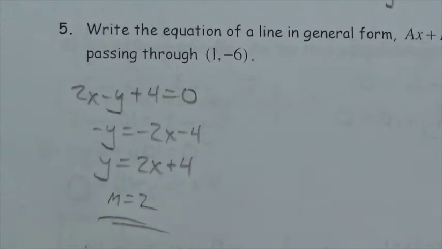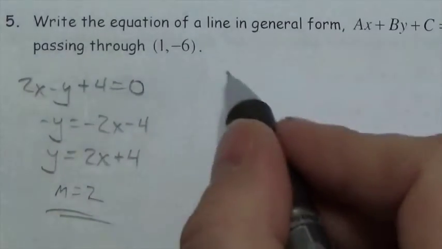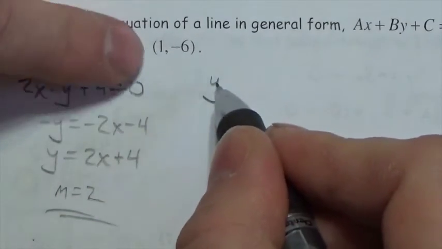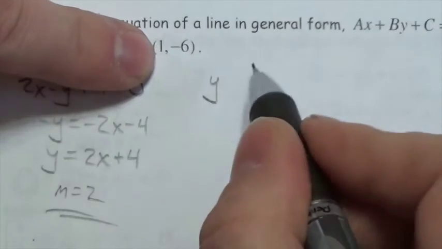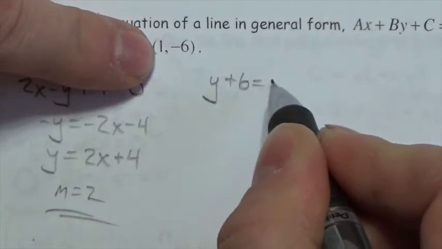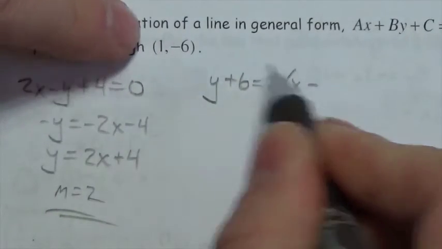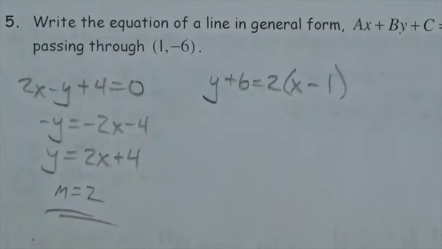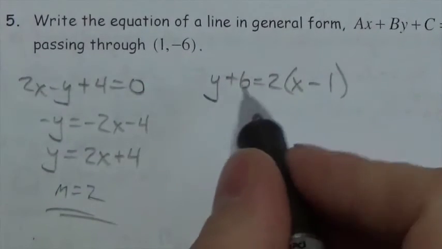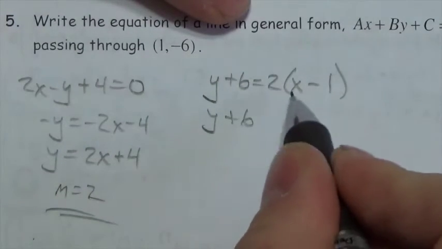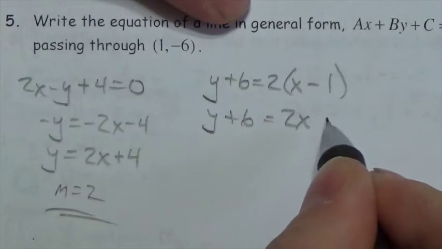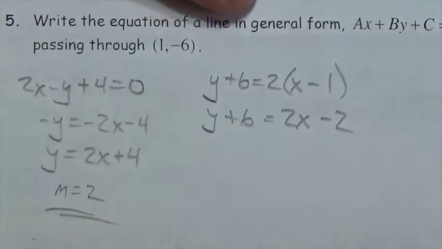Well, the easiest thing for me to do is to just immediately put this into point slope form. So y minus negative 6, y plus 6 is equal to 2 times x minus 1. That's just the absolute easiest thing for me to do. Then I can switch it into general form. Now to do that, I will distribute the 2 through, so 2x minus 2 when I distribute the x through.